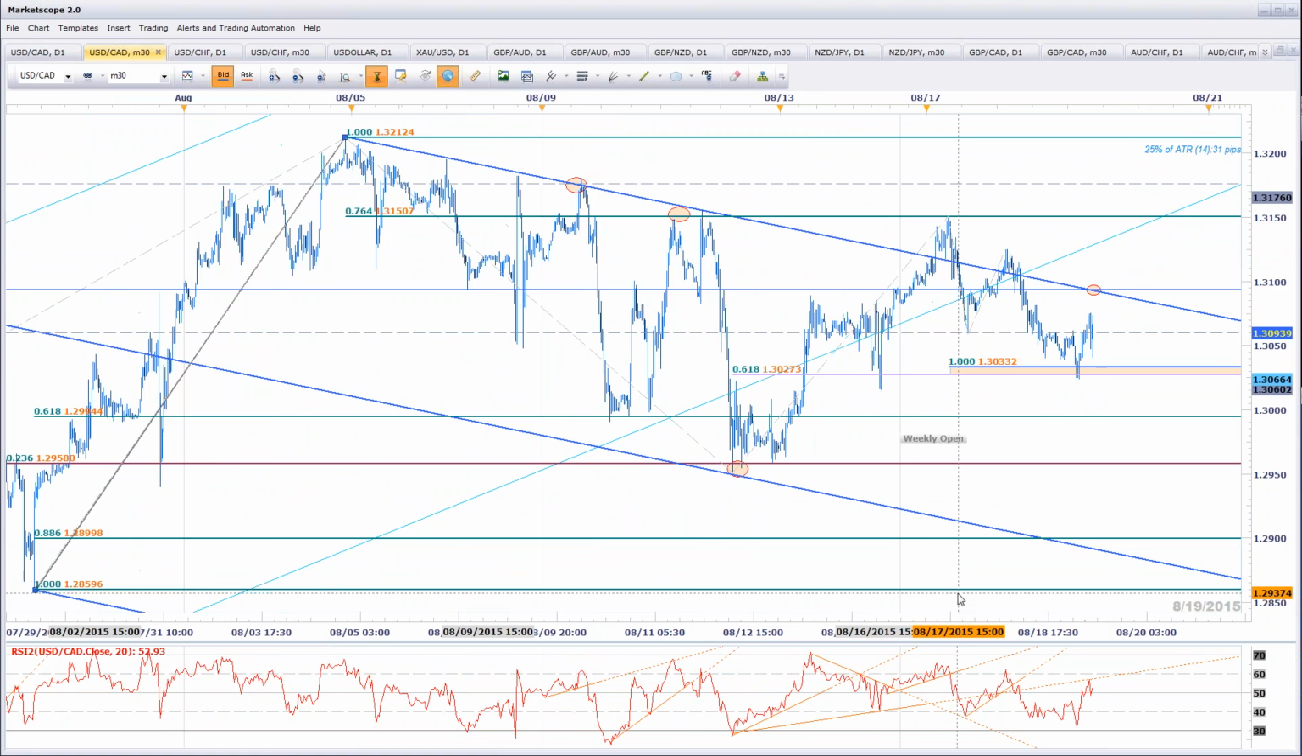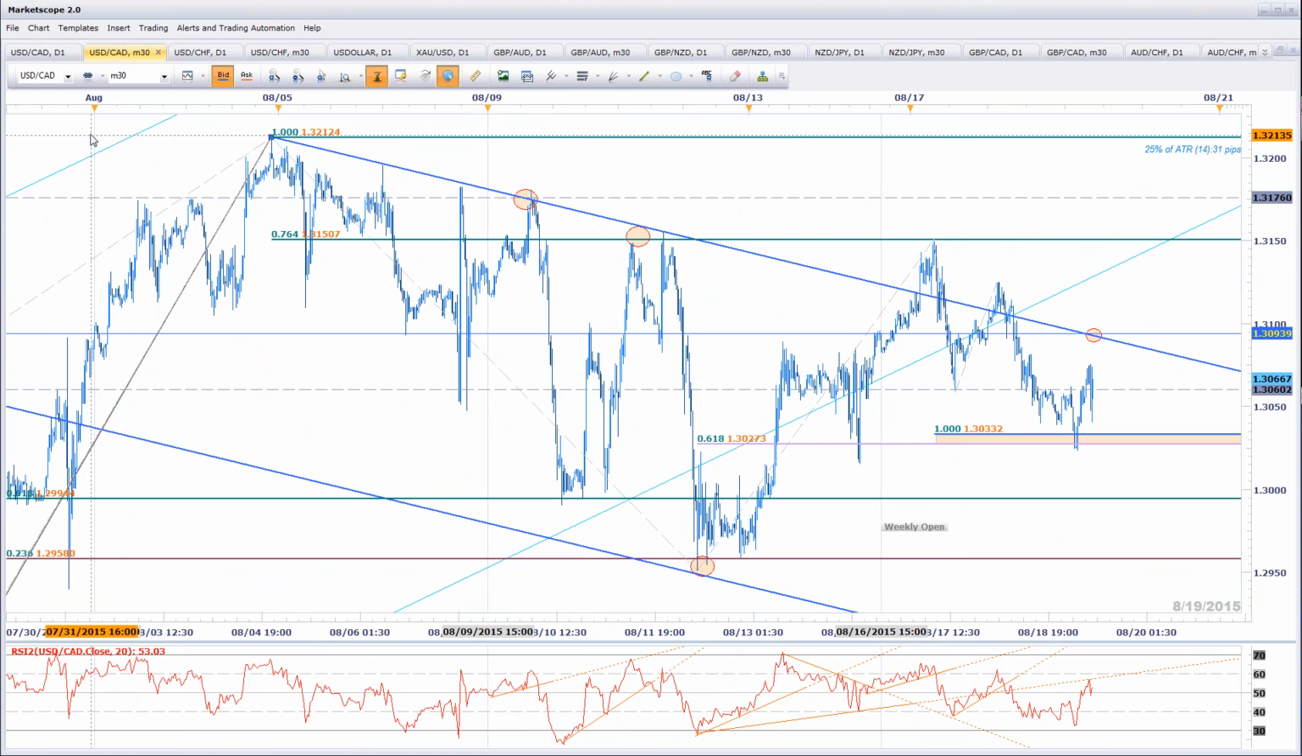A break below this, just to keep things in picture, here's your August open. A break below this really looks for essentially the August opening range low. You do have a soft target at 129.94. It's a 618 retracement off the lows. It's also a swing low that you made earlier in the month.